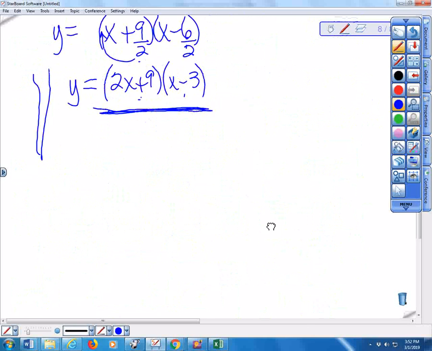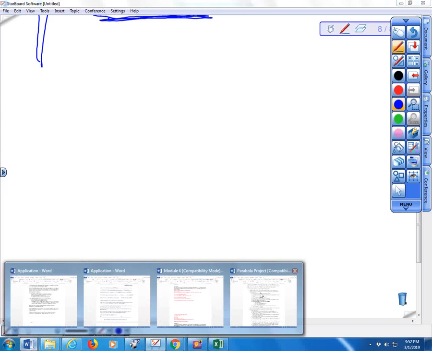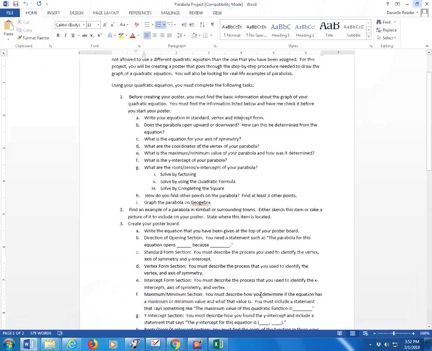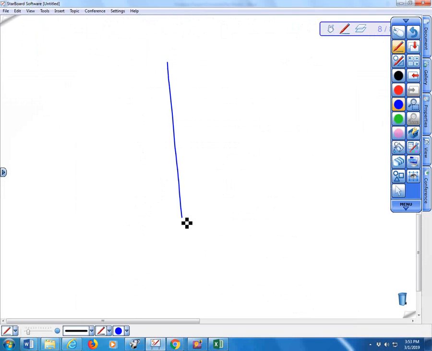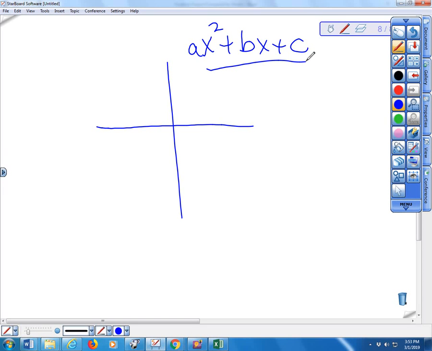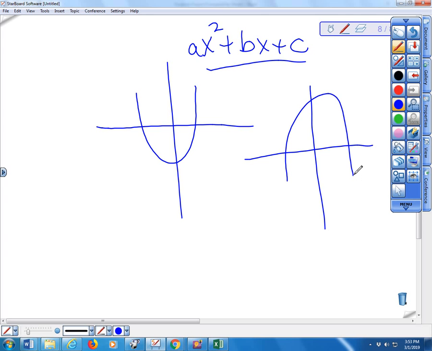Okay, so we've done letter A. Letter A says write your equation in standard, vertex, and intercept form. We did that. Now, letter B says, does the parabola open up or down? How can this be determined from the equation? Well, remember, all quadratics, which are, let's call it ax squared plus bx plus c, all quadratics are parabolas. They're going to be parabolas that open up, or they're going to be parabolas that open down. Okay, but they're always going to be graphed as parabolas.